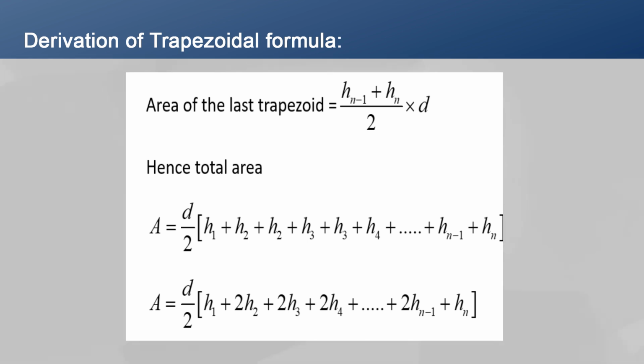If you carefully see this equation, only h1 and hn appear once, the rest of the terms appear twice, meaning the rest of the terms h2 to hn minus 1. So, we can simplify this equation as A is equal to d by 2 in the bracket h1 plus 2h2 plus 2h3 plus 2h4 plus up to 2hn minus 1 plus hn. So, we can write area is equal to d by 2 into, in the bracket, first offset plus last offset plus 2 into sum of remaining offsets.